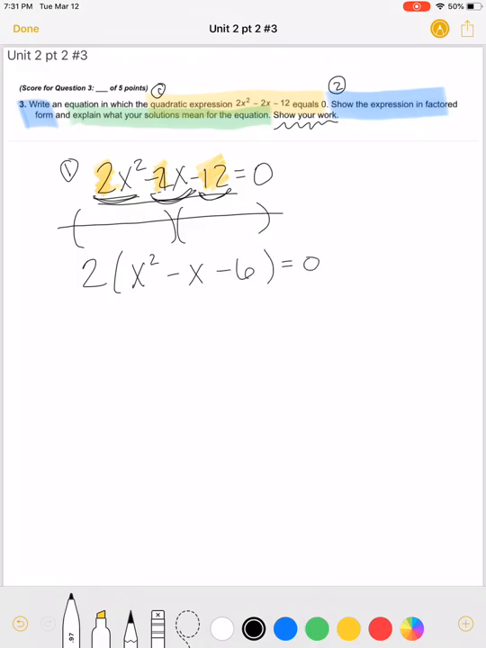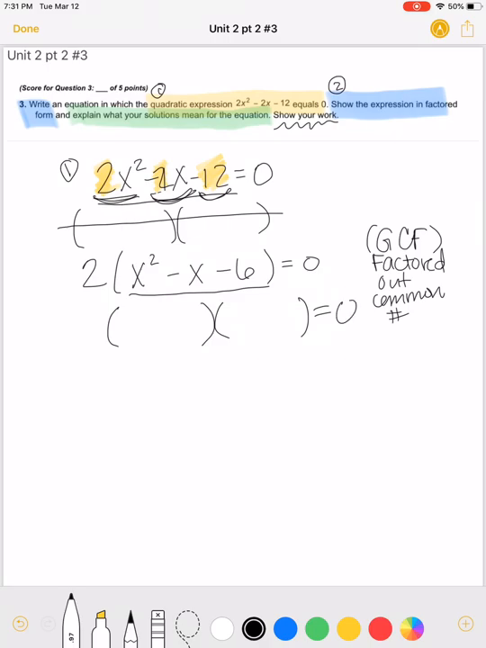So basically what we did there was we factored out a common number. Okay? We took out a GCF, greatest common factor. Now we need to get back to what we were talking about. We need to factor our trinomial into two binomials.